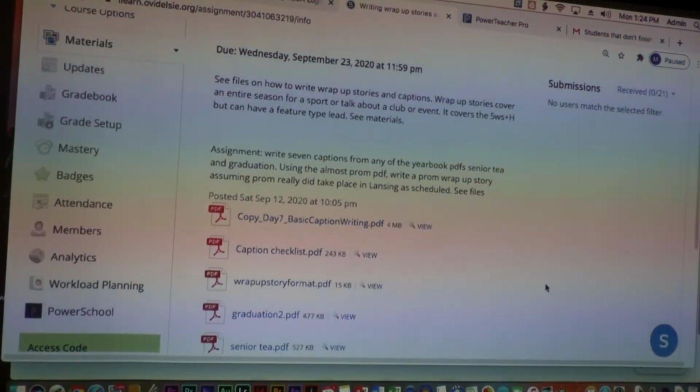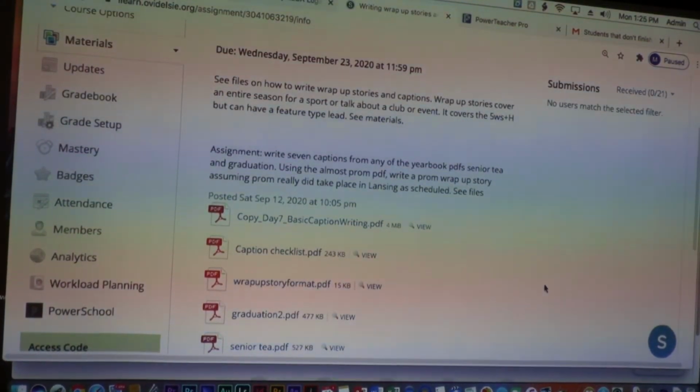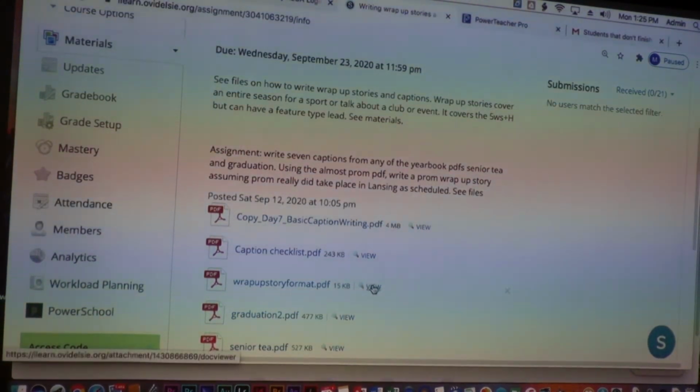All right. So in Schoology, you've got a number of PDFs. First of all, let's look at basic caption writing.